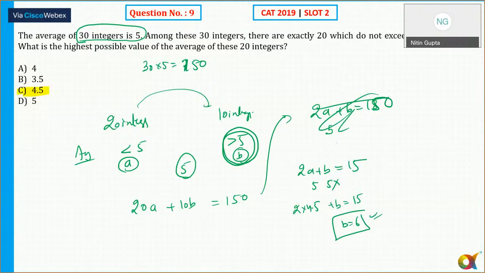Now tell me if there are any doubts to anyone in this question. Is it clear to all of you? Question number 9. Okay, let's move to the next question. Question number 10.